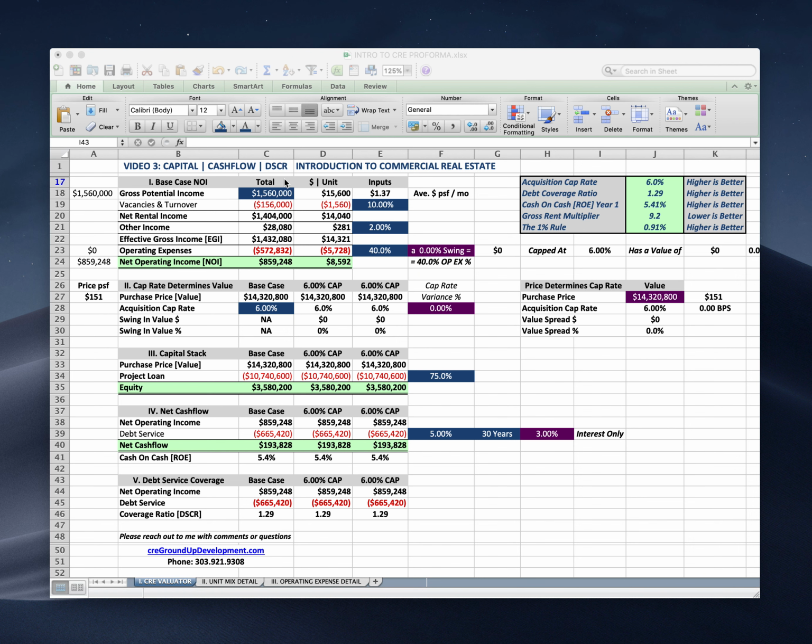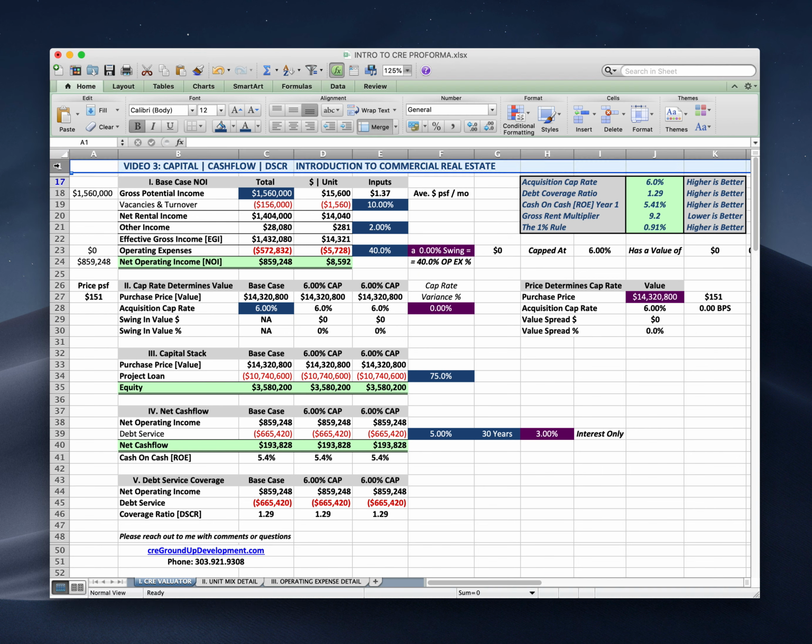We're looking at video number 3, which is the third part of an introduction to commercial real estate. So far, what we've covered is in video 1, how to use this pro forma. Video 2, we covered the net operating income of a property and its capitalization rate and therefore its value. And in this video, we're going to cover capital stack, net cash flow, debt service coverage ratio, and a little bit up here about the cheat sheet, what that story is all about.